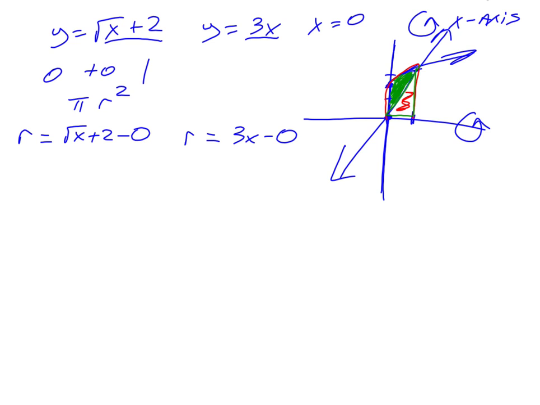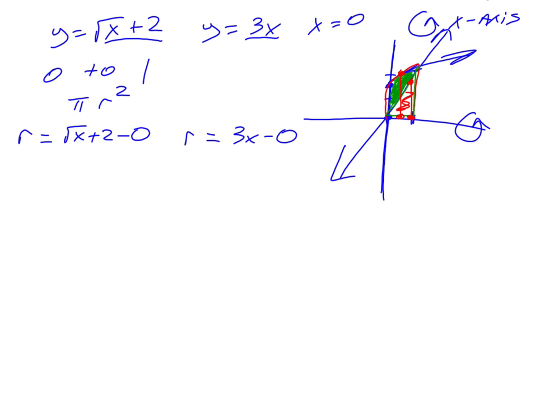Wait, you did 3x minus 0? 3x minus 0. For my two R's, I need a radius that goes from here all the way down to here, and then my other one goes from that underneath piece to there. We don't have to go right to left from there. If what you're rotating around is horizontal, you've got to do top minus bottom. If what you're rotating around is vertical, then you've got to do right minus left.